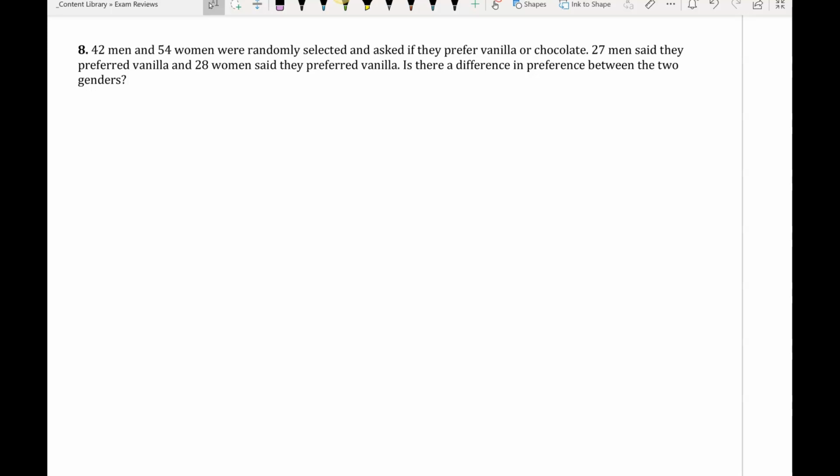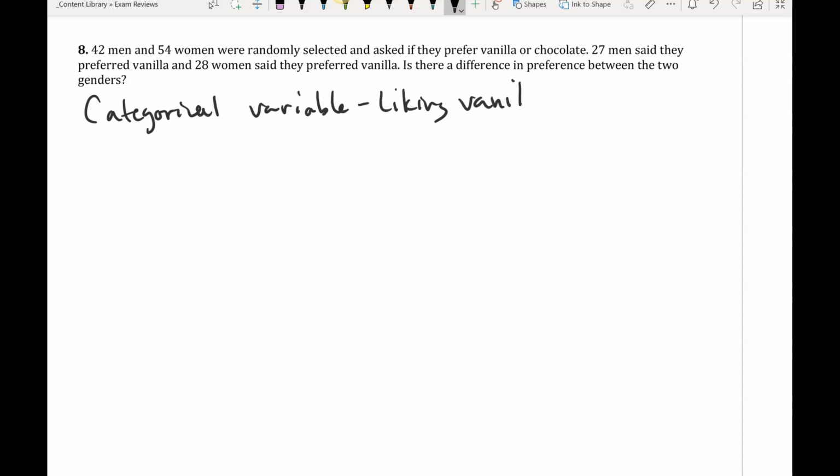It's a categorical variable, okay? Notice a categorical variable here. In particular, liking vanilla. That's our variable. Liking vanilla, right? And we have two samples. We've got one of men and one of women. They have to be independent, or at least they are independent in this case because they're different sizes. We can't possibly pair them, right?